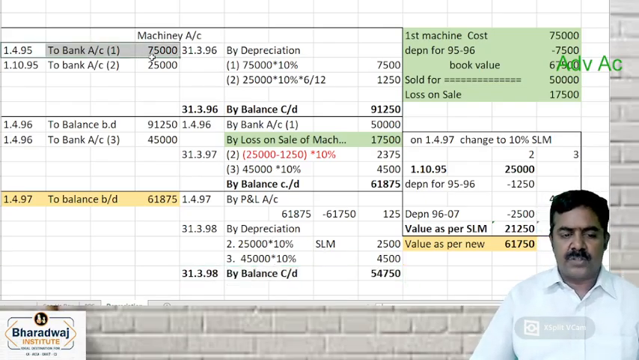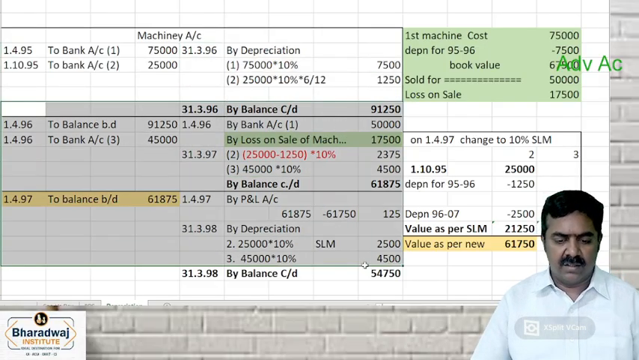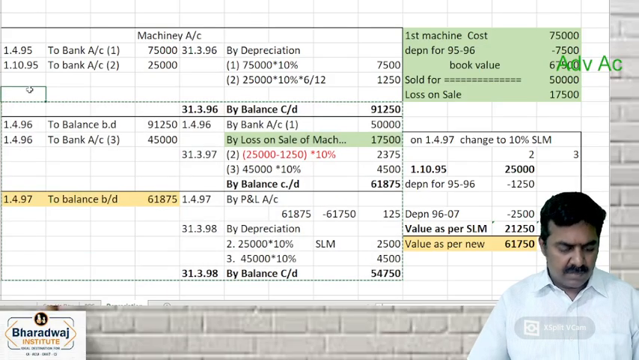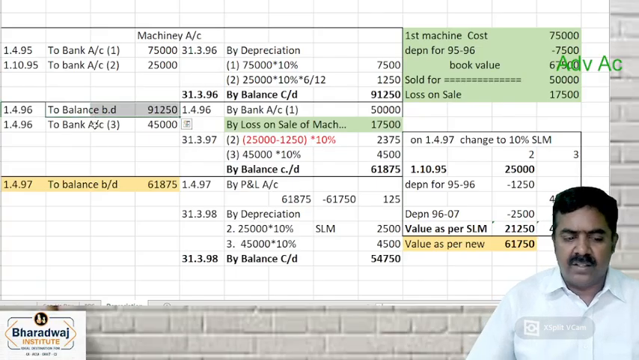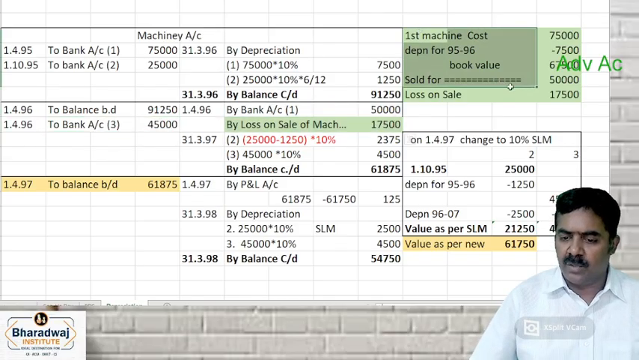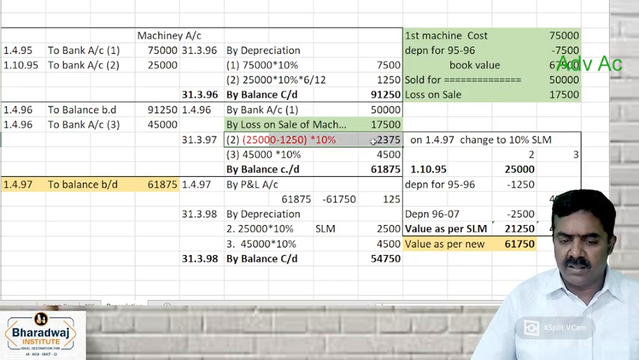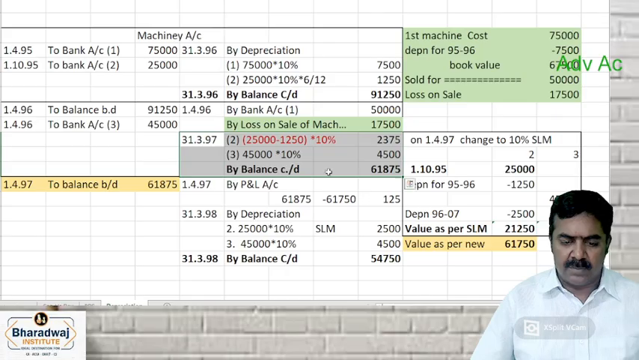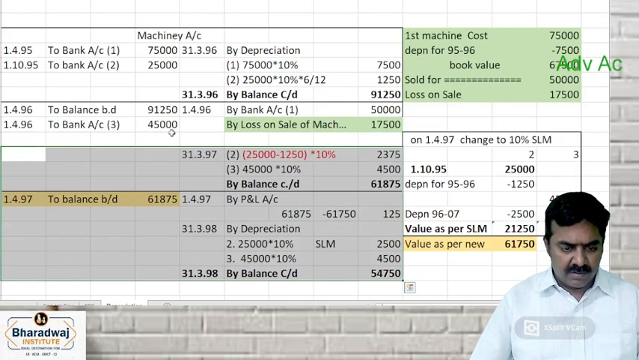I repeat: first two machines are purchased, depreciation for the first year, any doubt? Then what do we do next? Subsequently, we are purchasing the third machine. The first machine was sold on day one, so we worked out the loss on sale of the asset. Then depreciation for the year, we charge, depreciation for the year we provide.